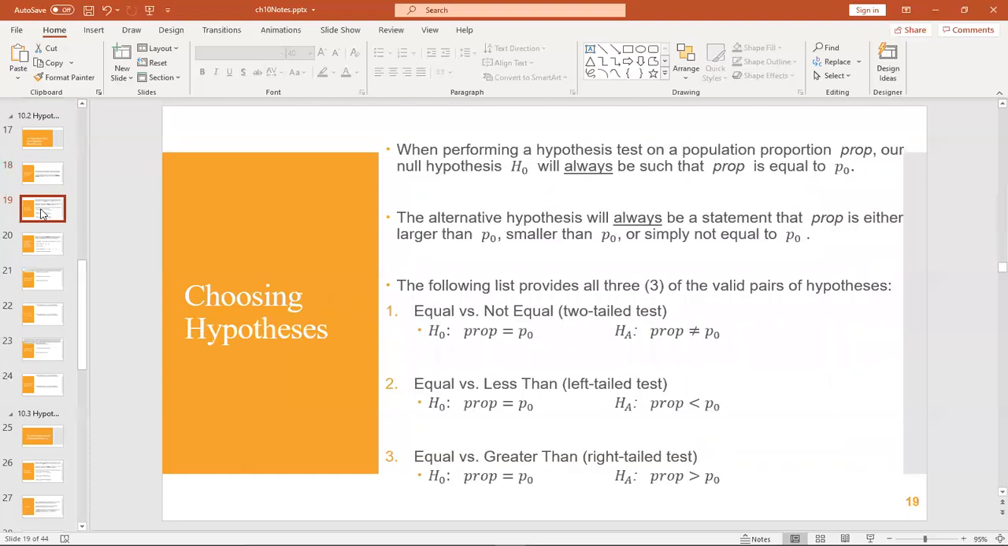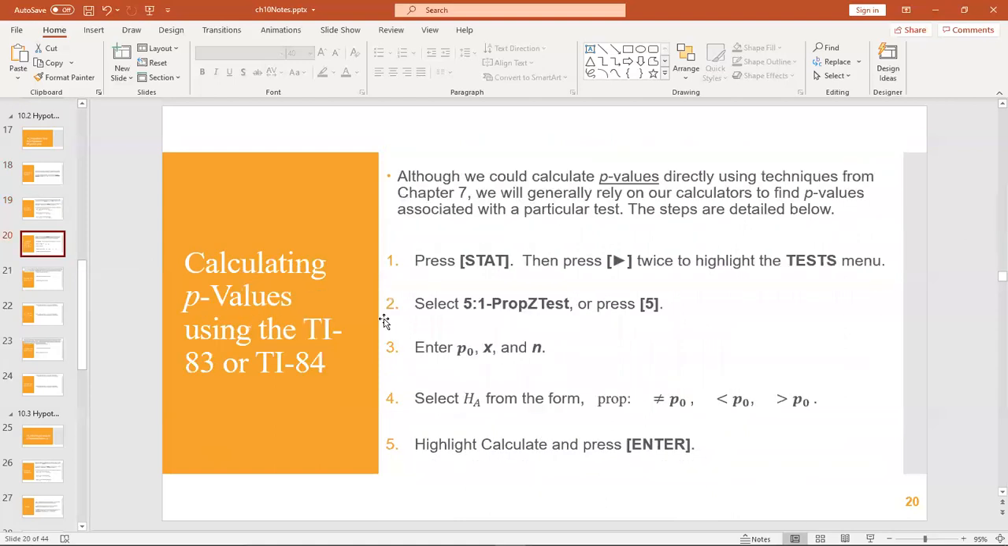So again, always pick H0 so that prop is equal to P0. The alternative hypothesis will be some statement that prop is either larger than P0, smaller than P0, or not equal to P0. So you basically have three alternatives: prop not equal to P0, prop less than P0, prop greater than P0. Notice that every single time, in H0, prop is equal to P0. The population proportion equals the P0 calculated from the sample, the proportion from the sample.